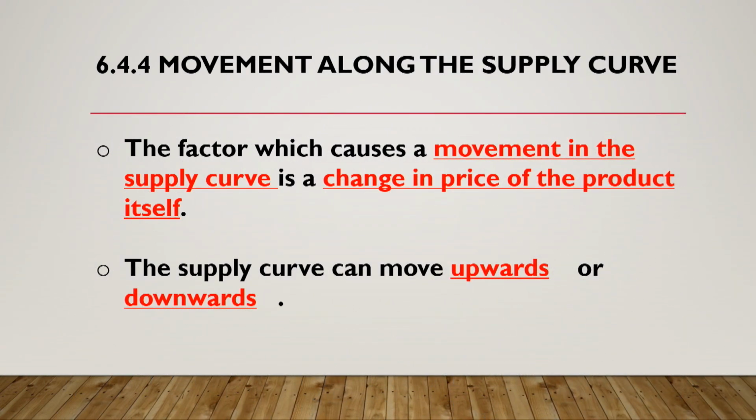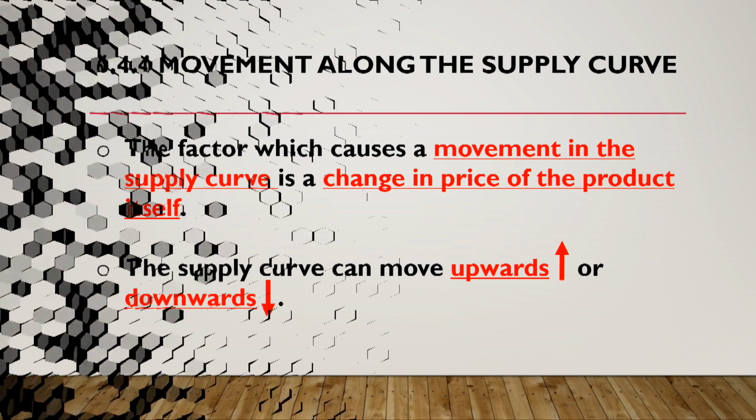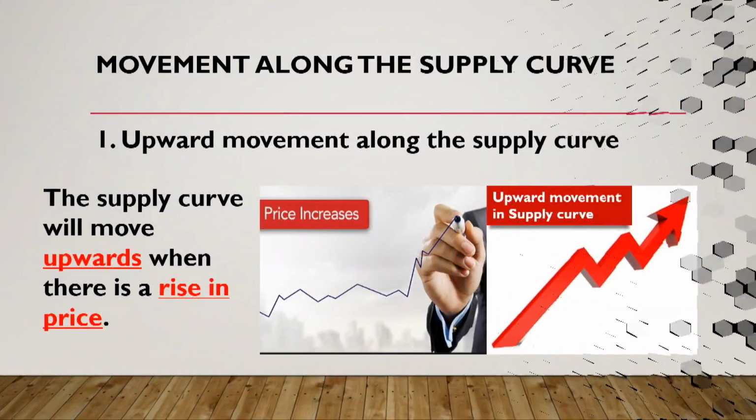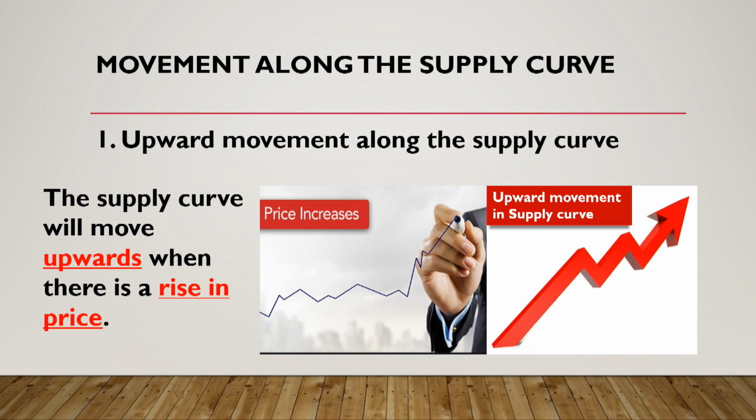Movement along the supply curve. The factor which causes a movement in the supply curve is a change in price of the product itself. The supply curve can move upwards or downwards. Upward movement along the supply curve. The supply curve will move upwards when there is a rise in price.